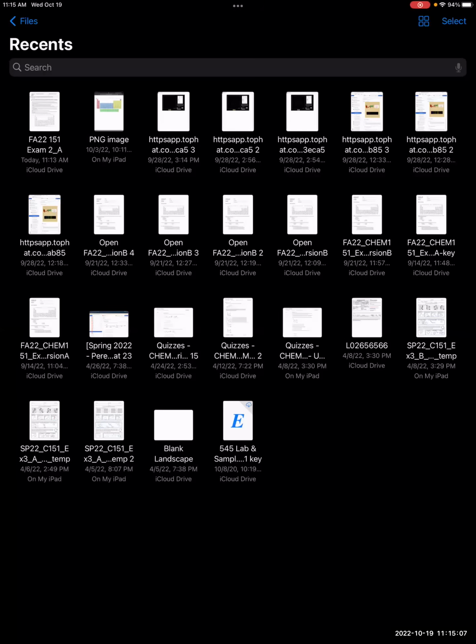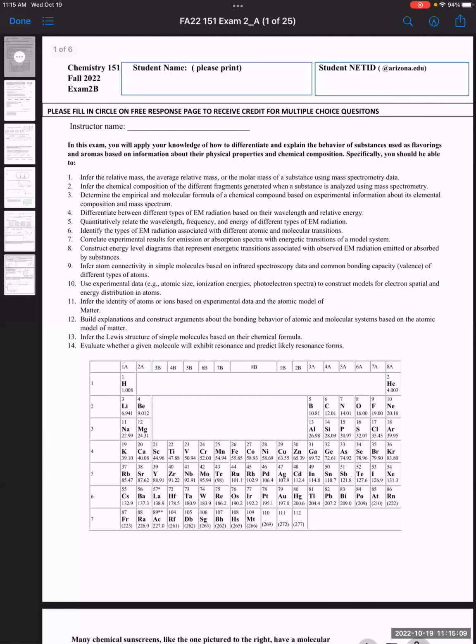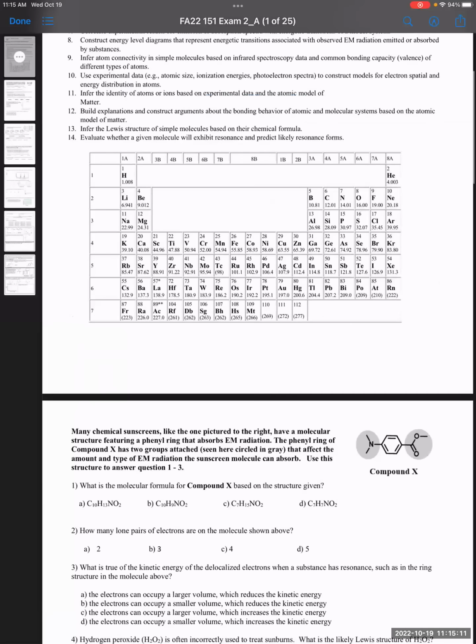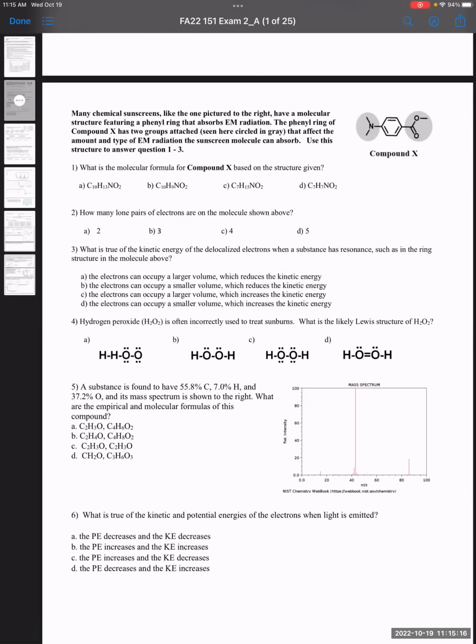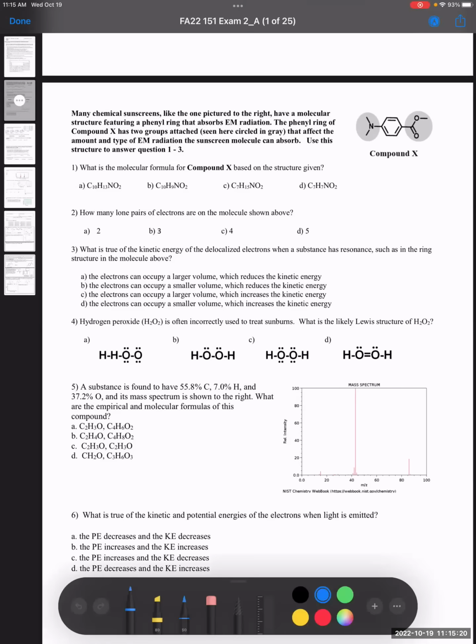All right, let's go with some questions from the Unit 2 exam. Okay, so the first question: what is the molecular formula for compound X? We are given the line structure, and we need to convert that to a Lewis structure to get the molecular formula.